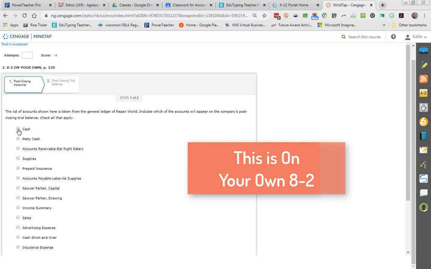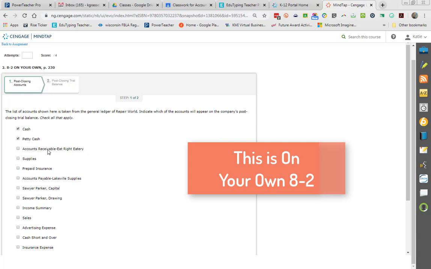You're right, asset, we mark it. Petty cash. Well, this cash is very similar to that word cash, so guess what? Still an asset, let's mark it. Now I get to this account, accounts receivable, Eat Right Eatery. Accounts receivable, I'm going to receive something. That makes it an asset.